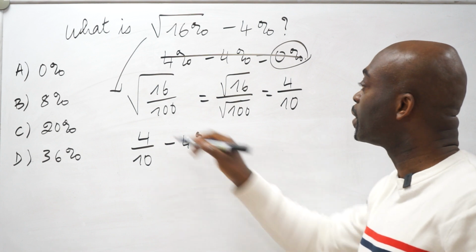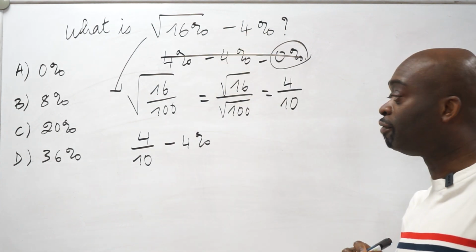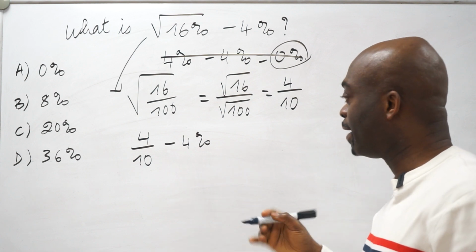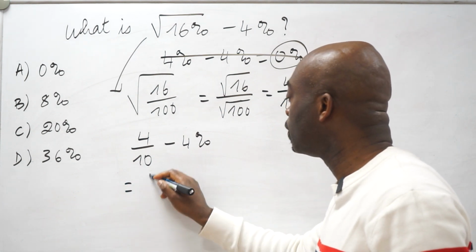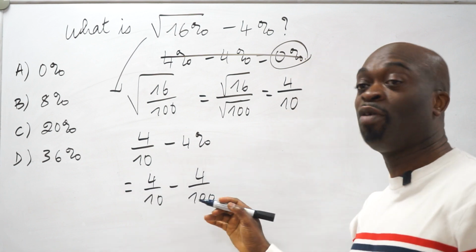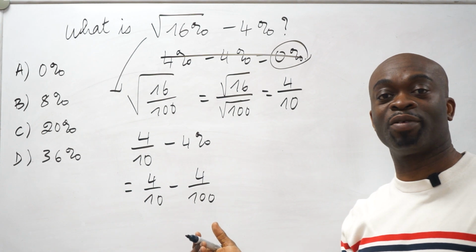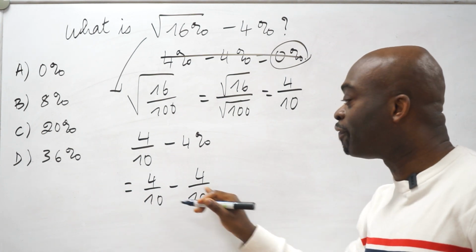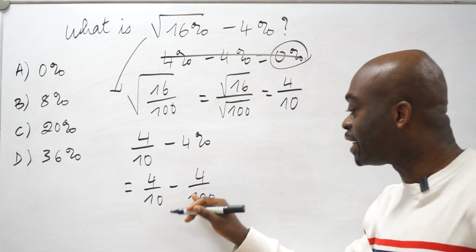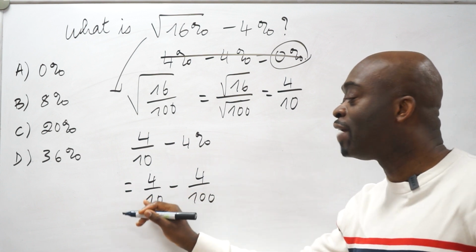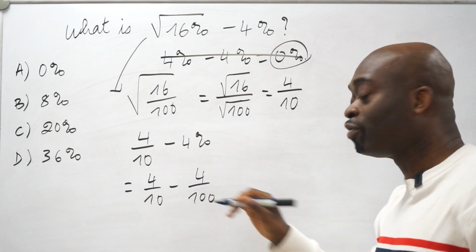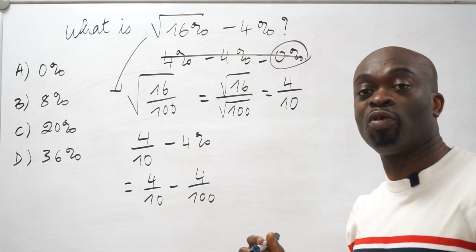So this is what we have so far when we go back there, right? And then what is 4%? 4% is 4 over 100. So this is just equal to 4 over 10 minus 4 over 100. Now we have two fractions that we've got to combine together. We've got to subtract them. So we have to find the lowest common denominator, which is what in this case? 100, because 100 can divide by itself one time, and 100 can divide by 10 ten times. So that's why 100 is going to be our lowest common denominator.